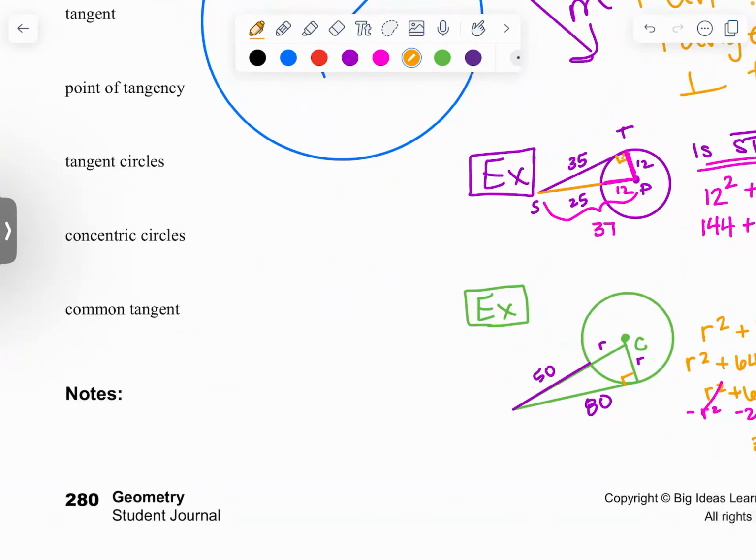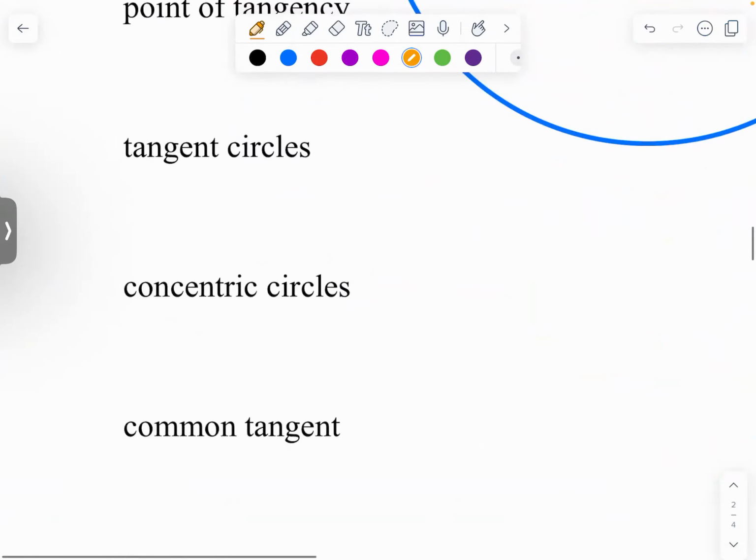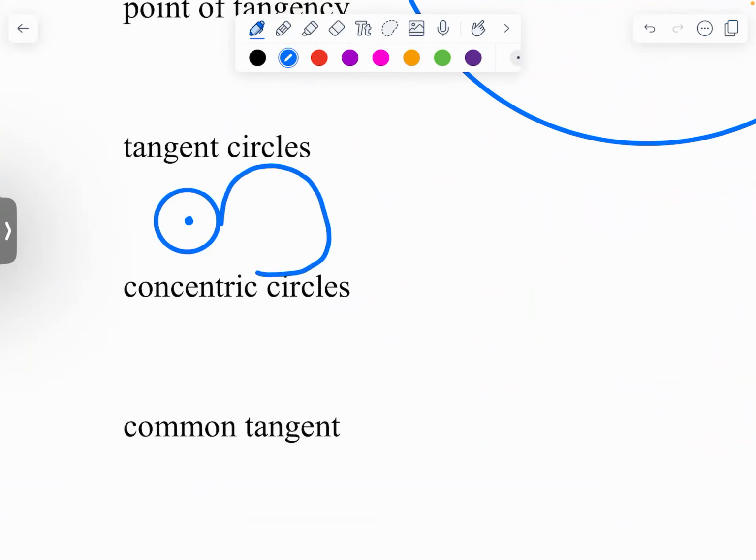Okay, we are going to draw two little pictures here. Tangent circles. If circles are tangent to each other, what do you think that means? Oh, they bisect each other at one point. Well, I wouldn't say bisect, but I would say that they're two circles that share a point.